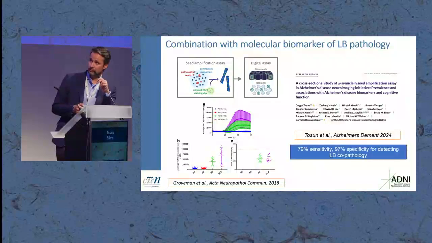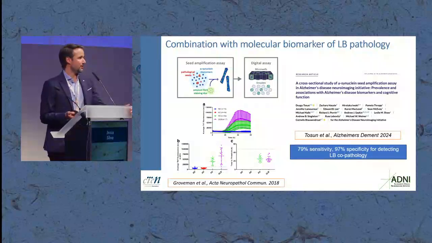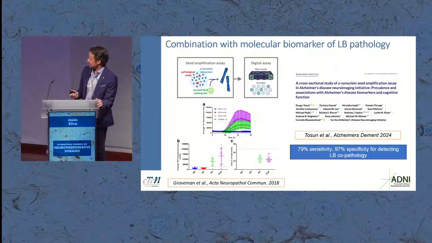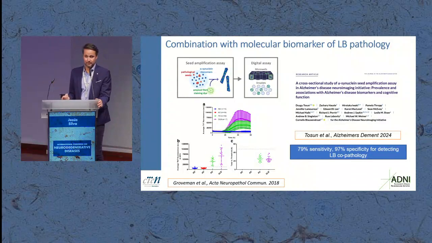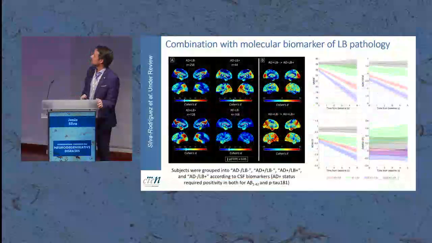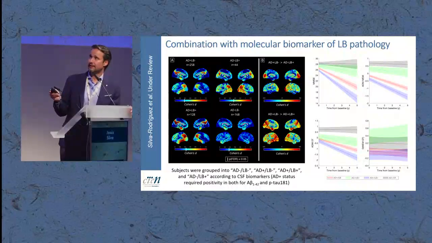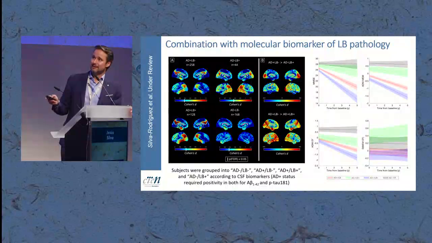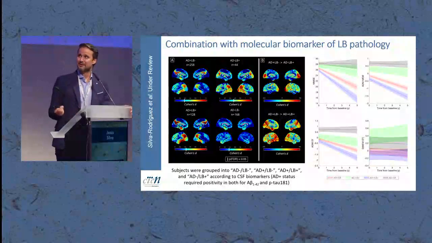And just to conclude, as David already mentioned, we now have some fluid biomarkers to measure alpha-synuclein in CSF. And a very recent paper has shown that these are effective to some extent to see co-pathology in AD. And using these biomarkers, we segmented subjects into AD+ LB-, AD- LB+, and AD+ LB+, very similar to what David already showed.